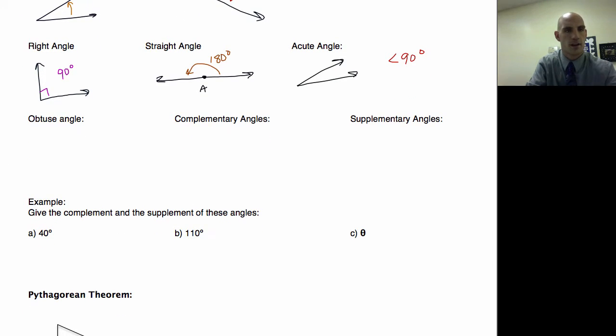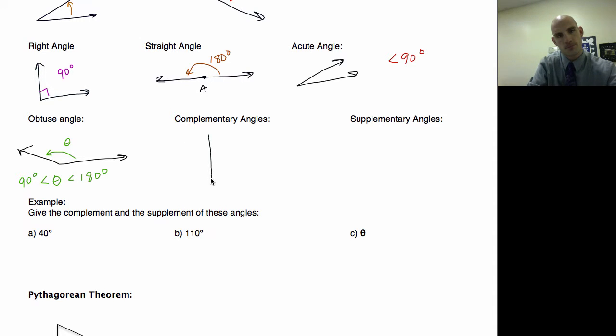We're going to talk about obtuse angles. An obtuse angle is going to open up wide like this. And I'm going to generalize how it opens this way. And our obtuse angle, theta, is going to be bigger than 90, but less than 180.